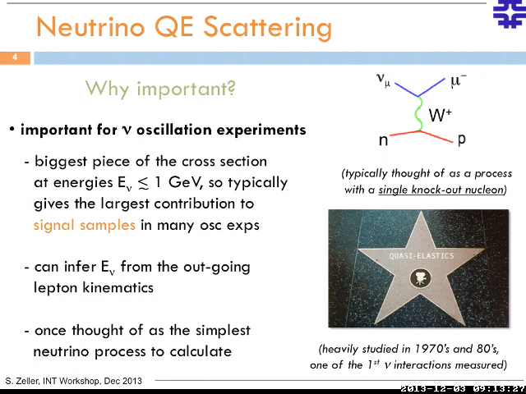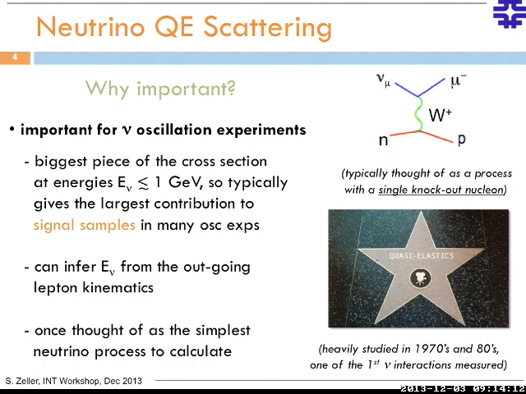So having gone through what that is on the last slide, let me mention why this process is so important in neutrino scattering. It's important because it's important for neutrino oscillation experiments. It's the biggest piece of the cross-section at energies below about a GeV. So it typically gives the largest contribution to signal samples in many oscillation experiments that are currently running. It's also a nice sample to use because one can infer the neutrino energy, which is a very important kinematic when looking for neutrino oscillations. One can infer the neutrino energy strictly from the outgoing lepton kinematics if you invoke the quasi-elastic scattering conditions. And that's particularly amenable to certain experiments, for example, if they can't see the outgoing hadron in the interaction.